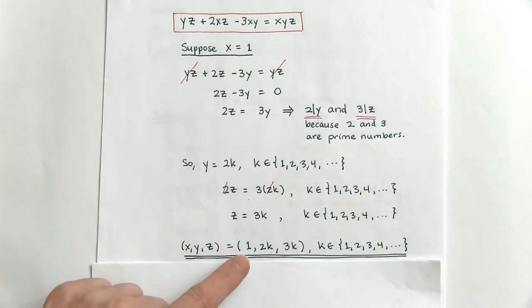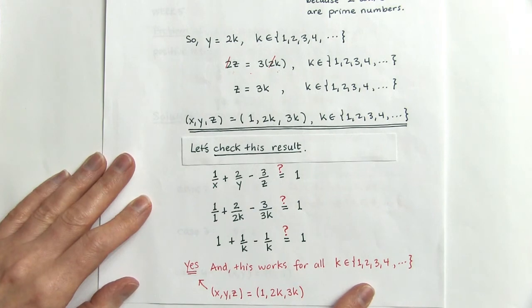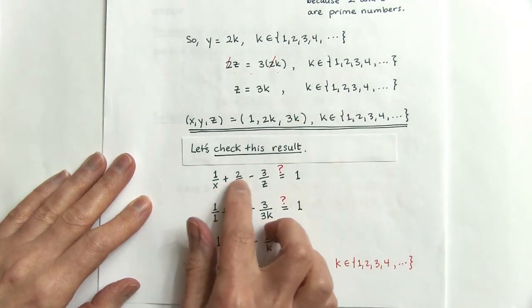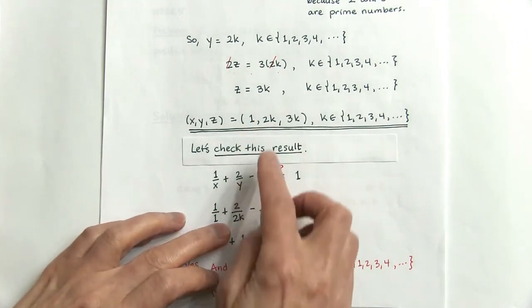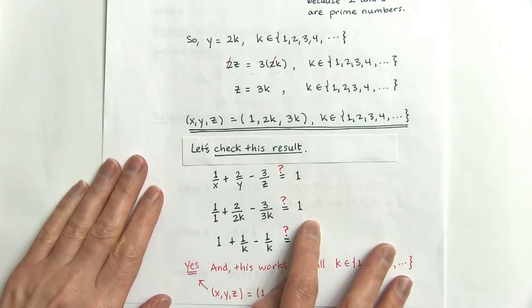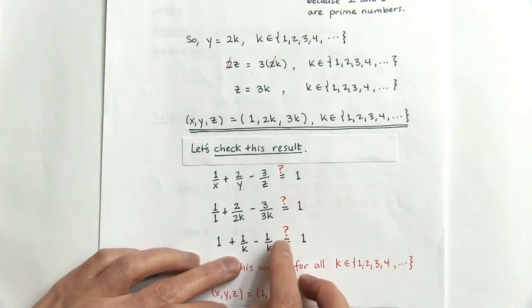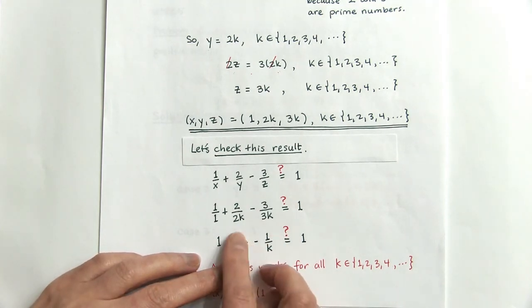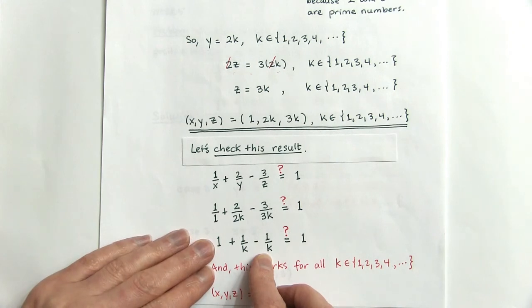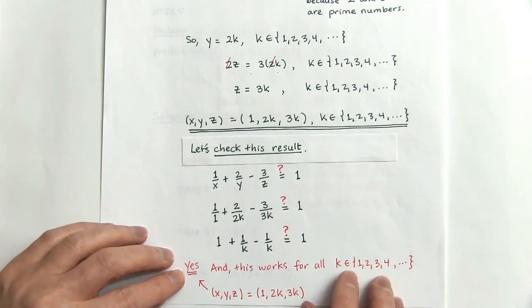And we can check that this is a solution to the original equation, and we can check that like this. So to check this result, we'll plug these values of x, y, and z into the original equation. X is 1, y is 2k, z is 3k. And does that equal 1? And we can see that yes, that is true, because 2 over 2k is 1 over k, 3 over 3k is 1 over k, and 1 over k minus 1 over k is 0, so the left-hand side is 1, which is equal to the right side, which is 1. And so yes, this works for all positive integers k.